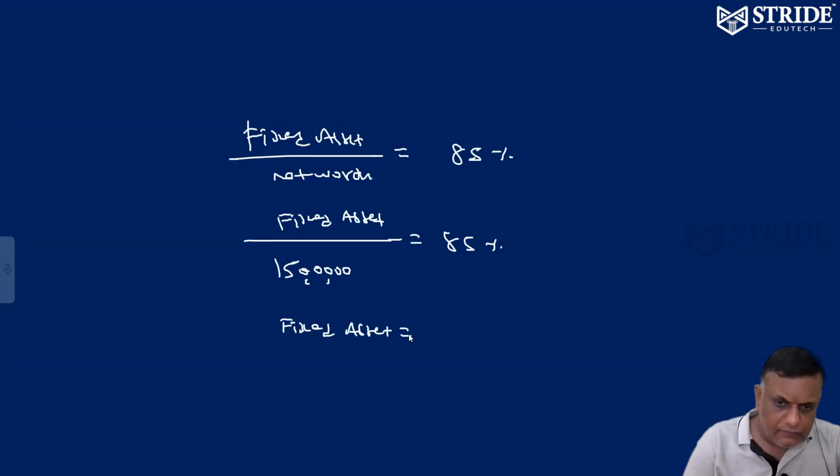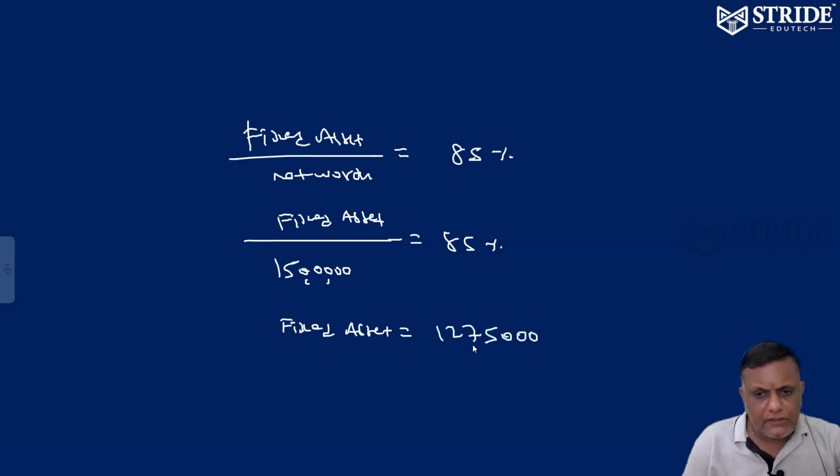15 lakhs into 85% is 12 lakhs 75,000. That's it. So 15 lakh into 85%. Can you cross multiply, ma? Please cross multiply.